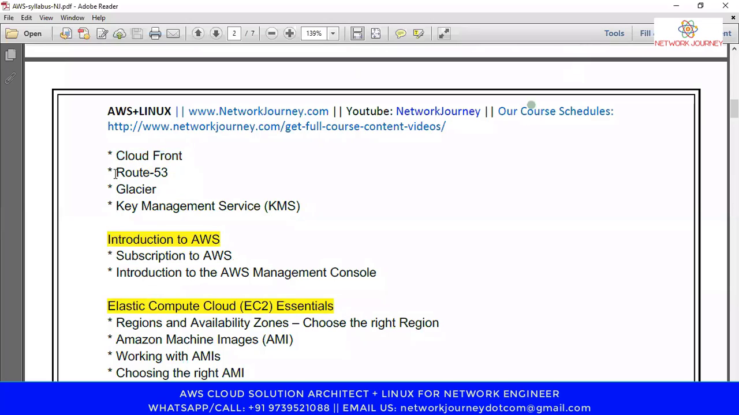And Route 53 is a kind of DNS service, guys. By means of that, you can have name resolution in your network. So that is the reason we are using Route 53.